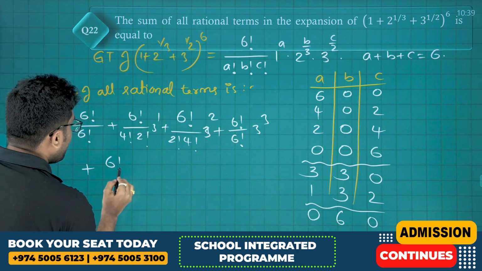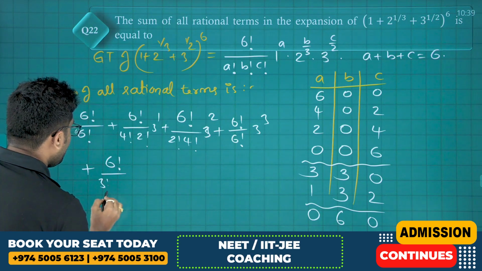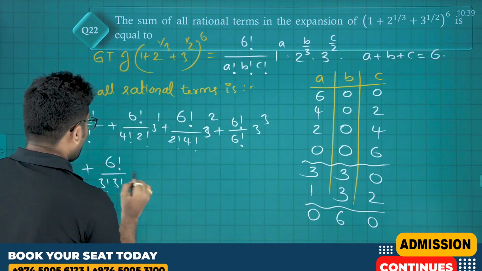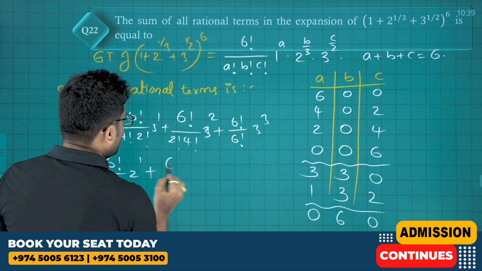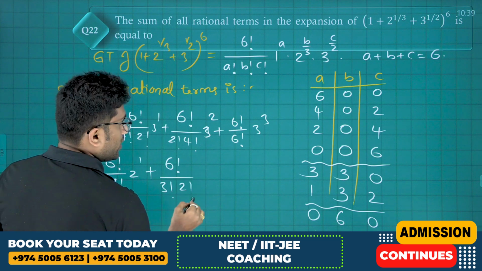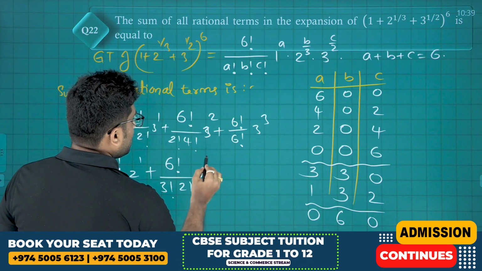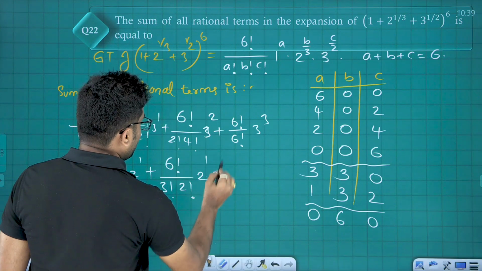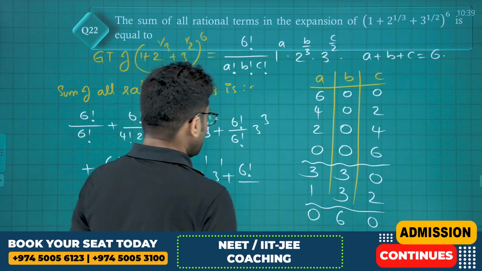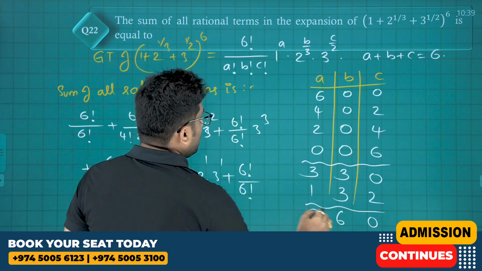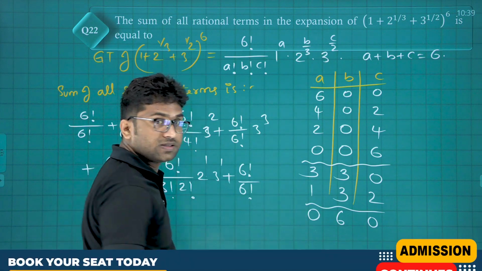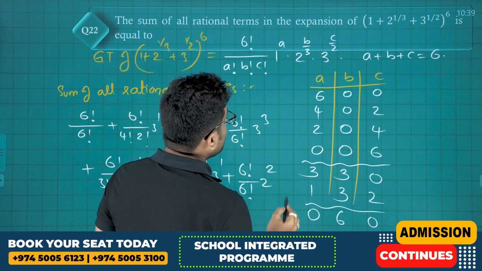6 factorial divided by 3 factorial into 3 factorial into 0 factorial, 1 power 3 not necessary, 2 power 1, plus 6 factorial divided by 1 factorial, 3 factorial into 2 factorial, 2 power 3 by 3, 2 power 1 into 3 power 1, plus 6 factorial divided by 6 factorial into 1 power 0, 2 power 6 by 3, which is 2 square into 3 power 0, that's it.